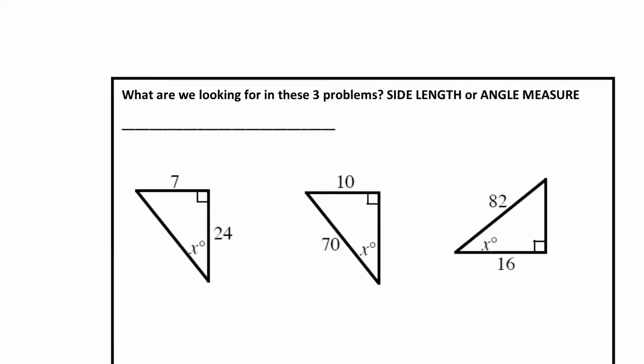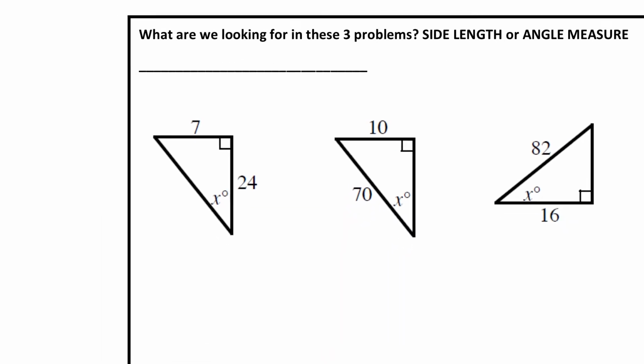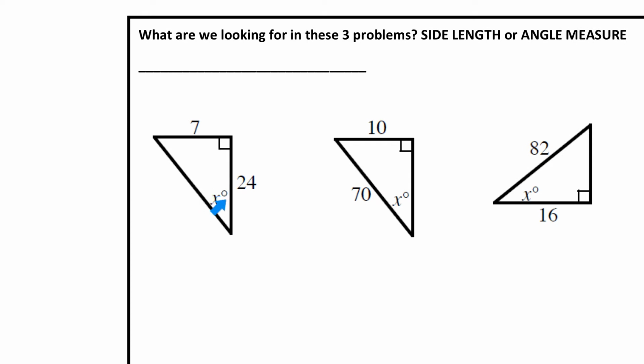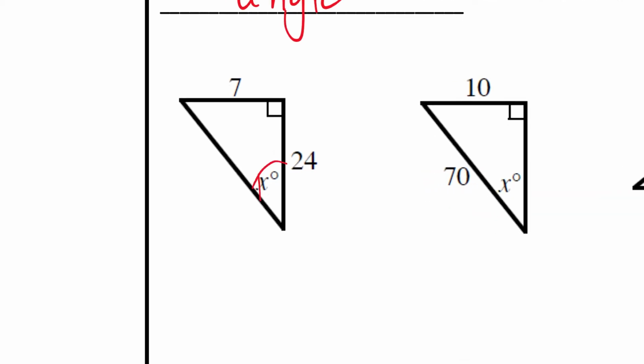All right, so on this first one, when you look at where the x is, is that asking for the measurement of an angle or the length of a side? It's asking for how big the angle is. So on these three, we're looking for the measurement of the angle. So on this first one, from this x, where's the H? Which side is the H, the hypotenuse?